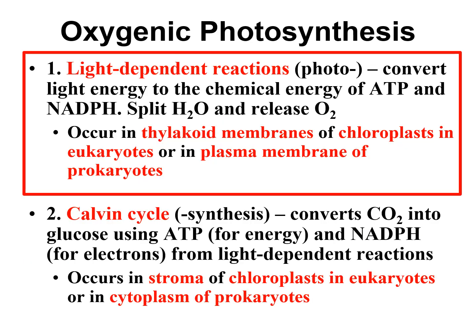Okay, and then looking at the first part of photosynthesis, we're going to focus on the oxygenic photosynthesis. We'll look at our light-dependent reactions. So the important thing to remember here is that light-dependent reactions, we're going to be capturing the light energy, and we're going to convert that light energy into the chemical energy of ATP and NADPH, and we'll split the water, rip it apart to get the electrons, and in that process we're going to release oxygen as a waste product.